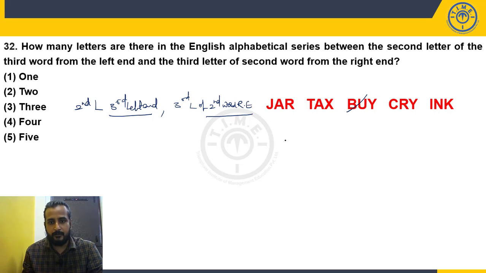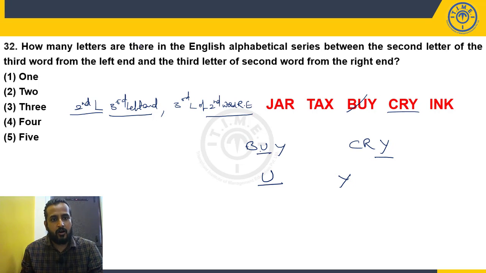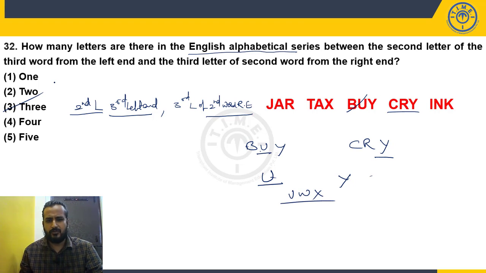What is the third from the left hand? BUY. What is the second from the right hand? CRY. Now in these two words, which letters have to be taken? Second letter, that is U, and third letter, which is Y. Now what is the question asked? How many letters are there in the English alphabetical series between these two letters? So VWX, 3 letters. So choice 3. So don't focus on all the given words, just focus on the given question. Fine.